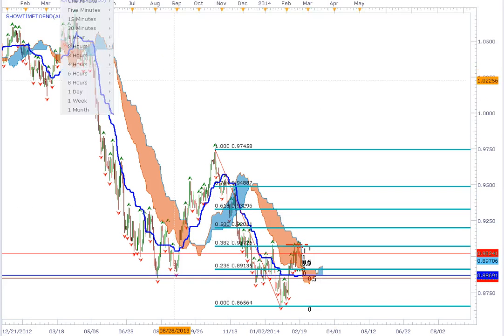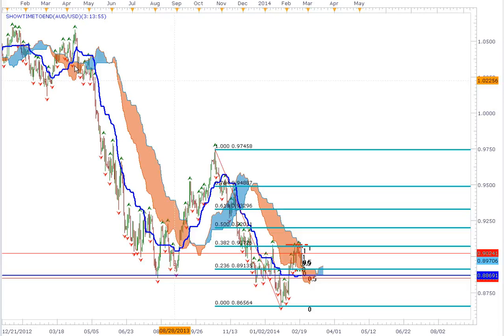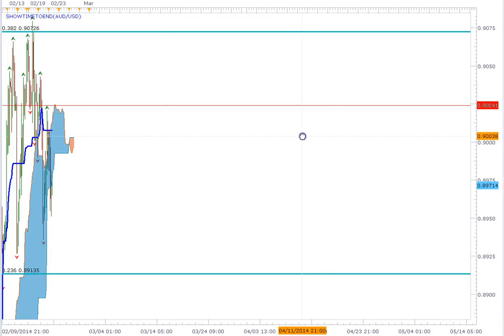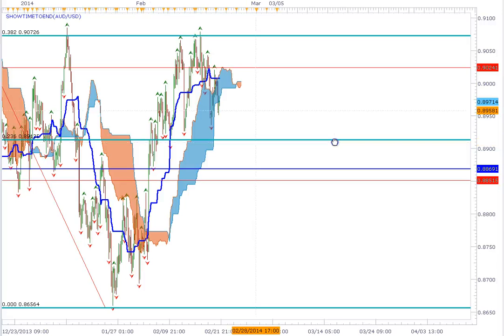But let's see what the 4-hour time frame is telling us. Now on the 4-hour time frame, a lot of times that's where your minor trend will start. So your secondary trend will start at that level.